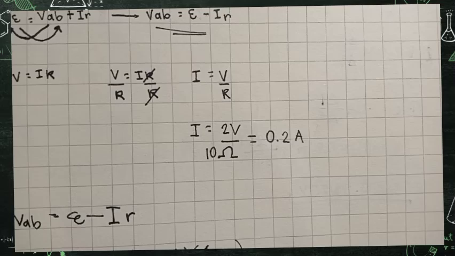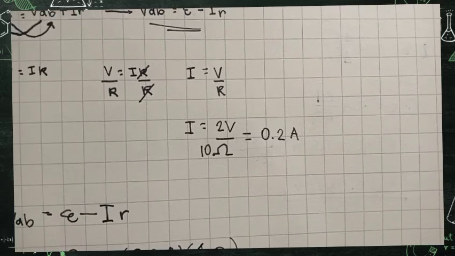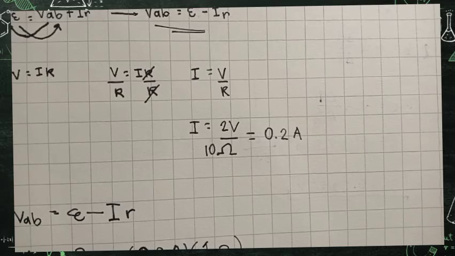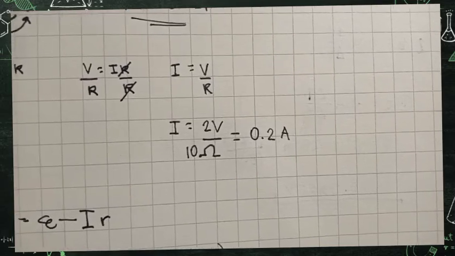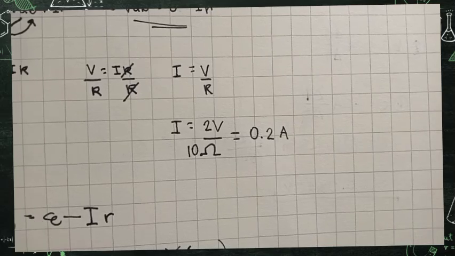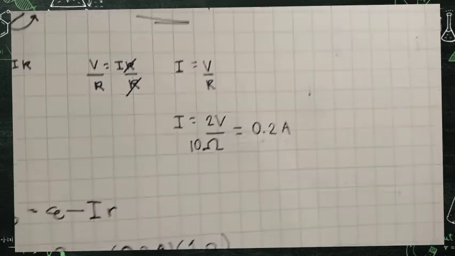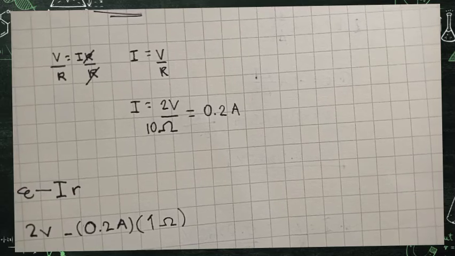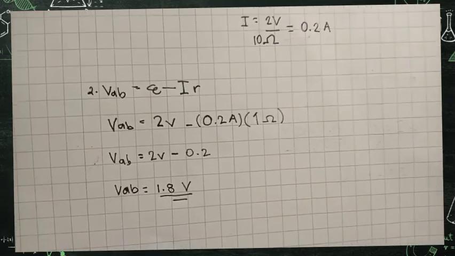So, we come up with this solution: I, or current, is equals to 2 volts divided by 10 ohms, and therefore we have 0.2 ampere. Ampere is the unit of our current. Take note of that. So, since we have found our current, we have to use the formula.